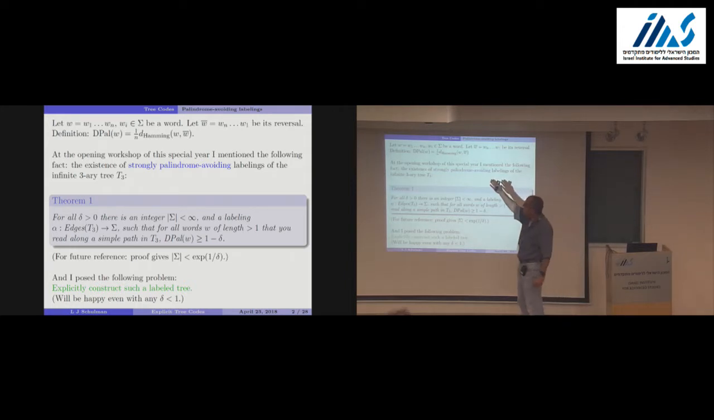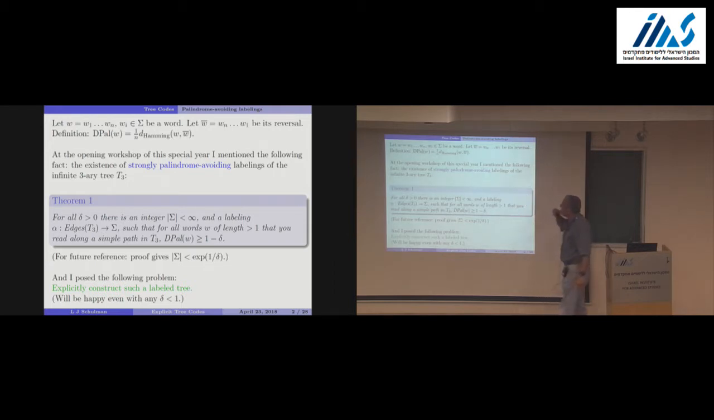Here's a definition. If I have a word over some finite alphabet, so sigma throughout this talk is going to be some finite alphabet, a word w of length n, I'll let w bar be its reversal, and I'm going to define the palindromic distance of w as 1 over n, so you normalize by the length, times the Hamming distance between w and its reversal. So you just write down w, on top of that you write down the reversal, and you look at how many places they're different.